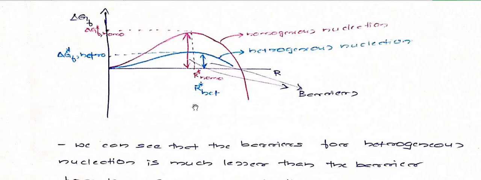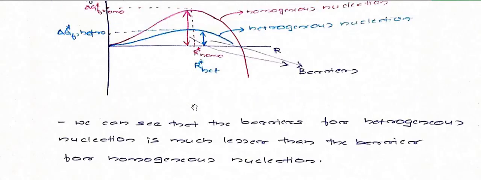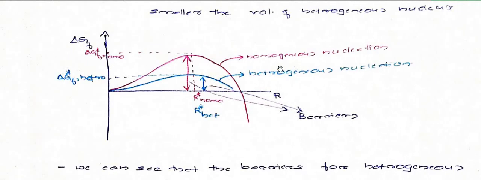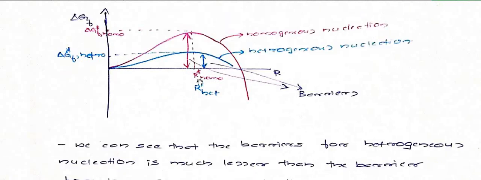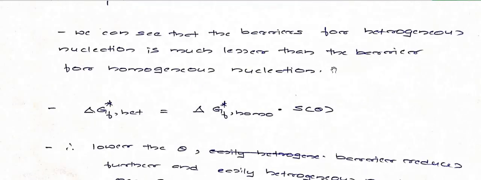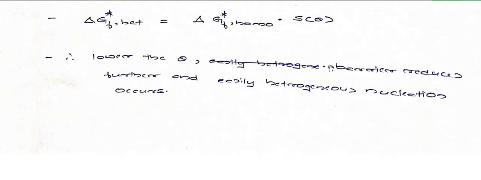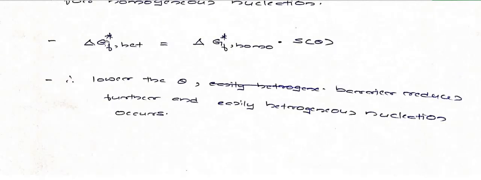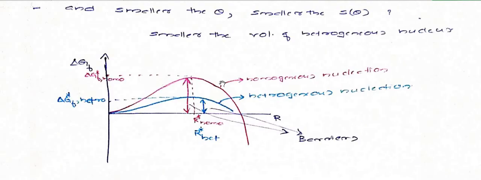In other words, heterogeneous nucleation is much easier to take place than homogeneous nucleation. That's what I explained here. The delta GF for the heterogeneous will also be a function of S theta, delta GF of homogeneous multiplied by S theta. From this we can understand that.